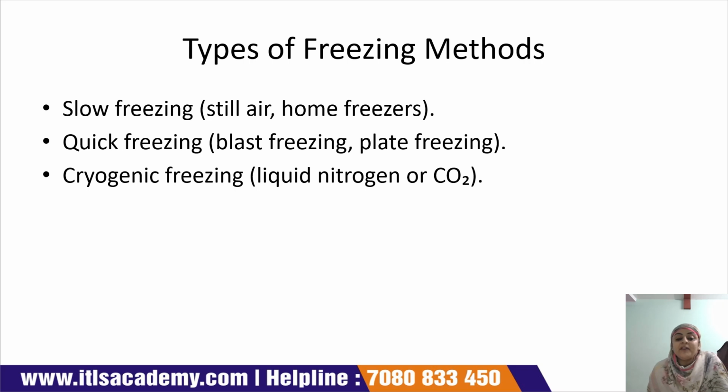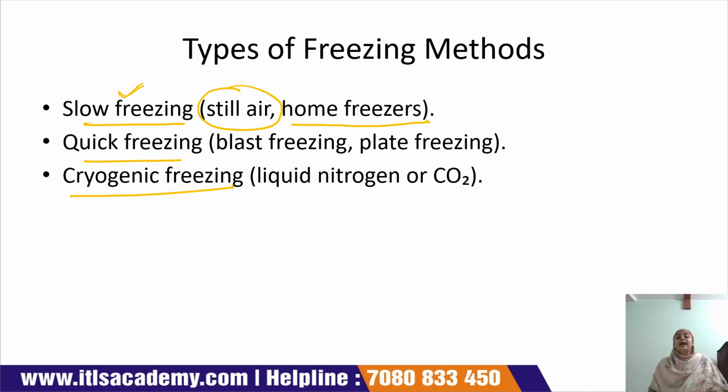Next, types of freezing method. You can freeze a food product by three methods, that is slow freezing, quick freezing and cryogenic freezing. In slow freezing, you can use still air to freeze the food product, and a home freezer is also an example of the slow freezing method. It means that simply when we keep our food product in a freezer at home, that type of method is known as slow freezing.